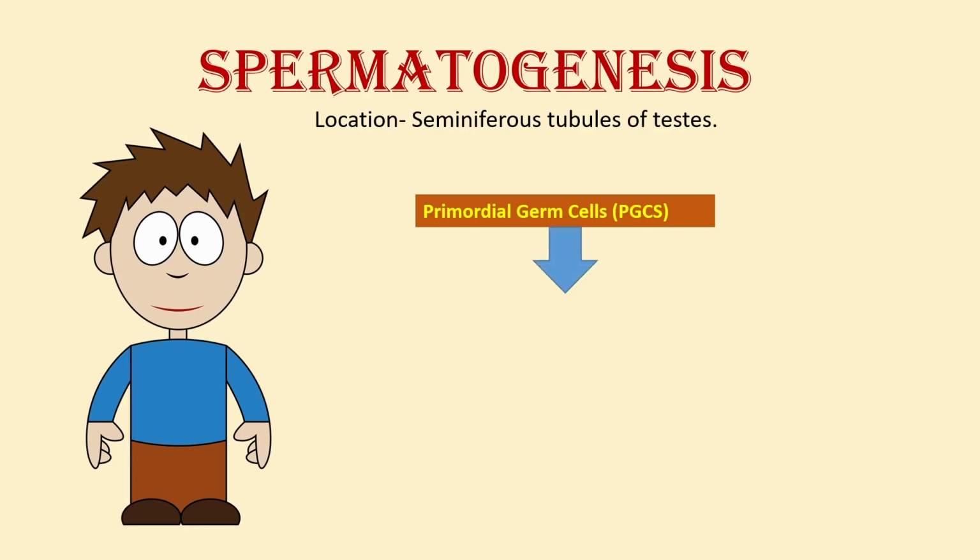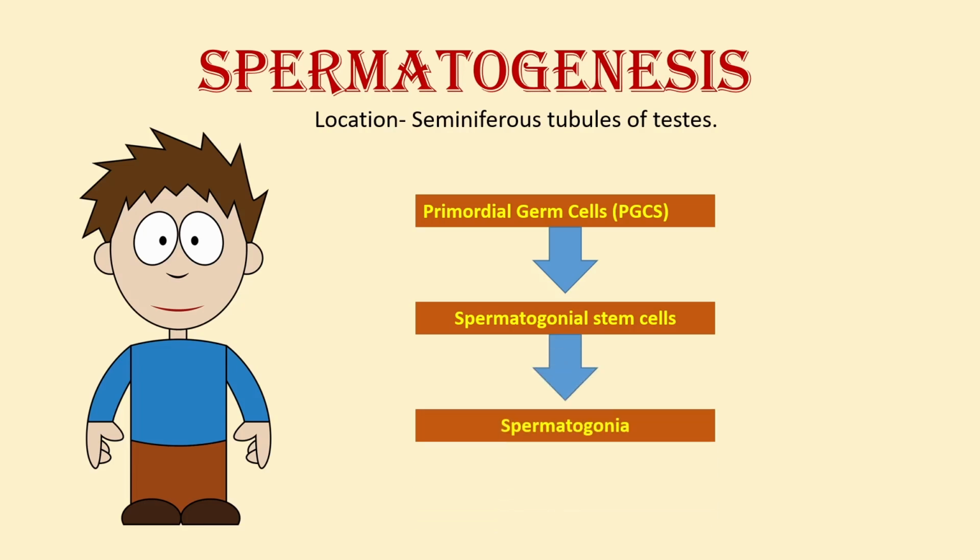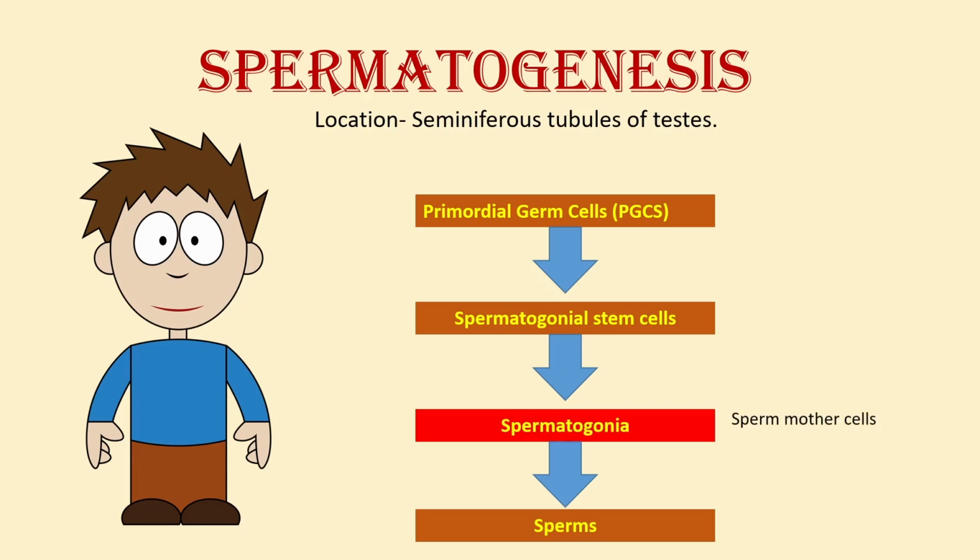Primordial germ cells or PGCs undergo repeated mitotic division to form spermatogonial stem cells. These are the stem cells of spermatogonia. And these cells again undergo division to form spermatogonia. Spermatogonia are the actual sperm mother cells. These are the cells from which the sperms are produced. And these cells enter meiotic divisions. These cells enter meiosis to form sperms. So primordial germ cells or PGCs, spermatogonial stem cells, then spermatogonia. Spermatogonia are the sperm mother cells, and then sperms.